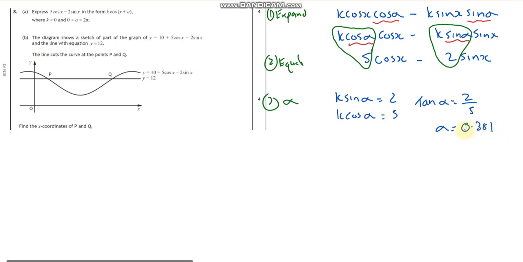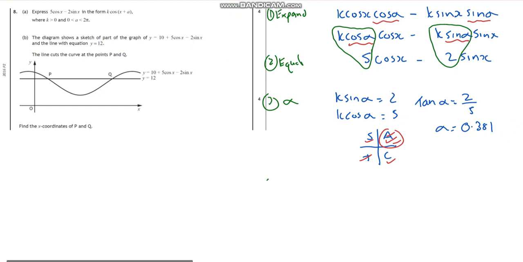And I'll just quickly double check on my CAST diagram if I have to do anything. We should know by now that I don't, because sine is positive, cos is positive, tan is positive. So where is sine positive? Where's cos positive? And where's tan positive? So I'm in the first quadrant, so it's just x, so that's fine.